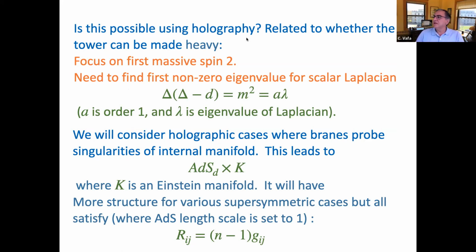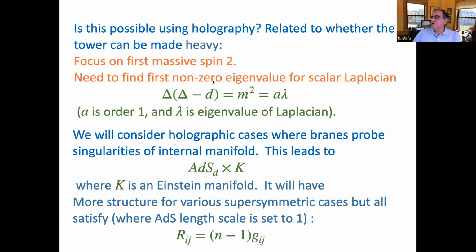If you want to focus on a large tower of KK modes, we might as well talk about massive spin 2 operators, because for the KK modes, there's the Laplacian, and among the scalars, they would correspond to the massive modes of the graviton in the AdS context. So if you look at it from the holography perspective, you're looking for a massive spin 2 dual operator. Therefore, the question of whether or not we can have the KK tower to be heavy is the same thing as asking, what is the mass of the first spin 2 operator, or what is the dimension of the first spin 2 operator?